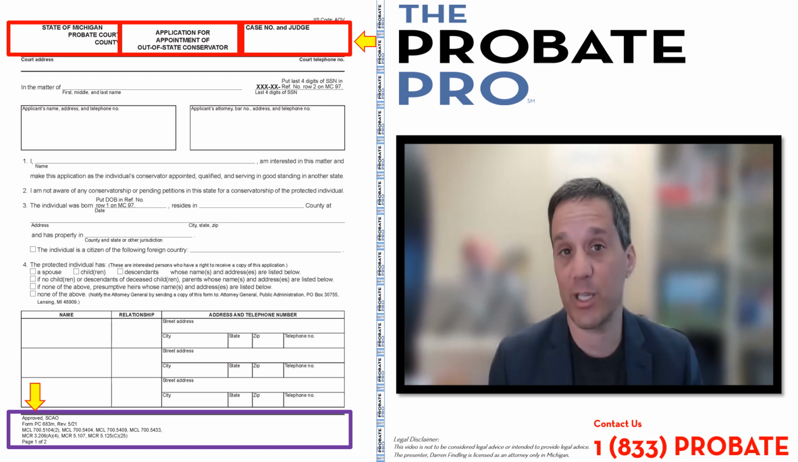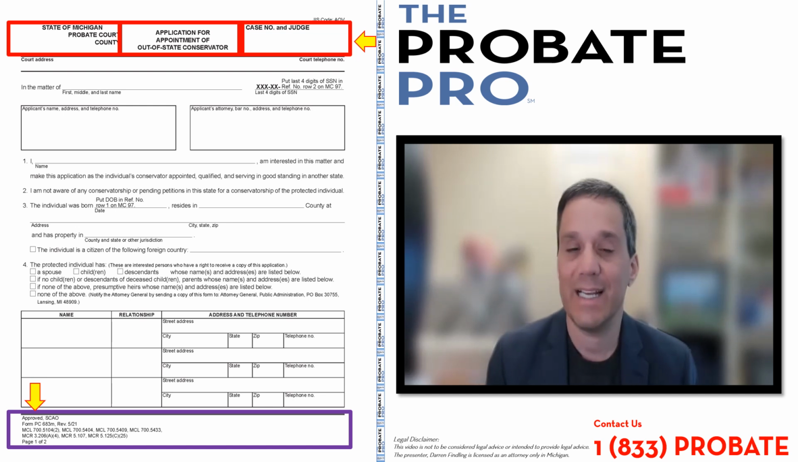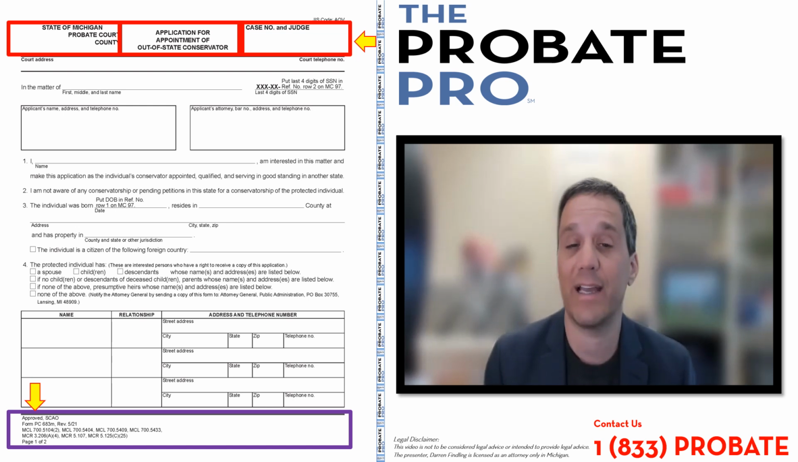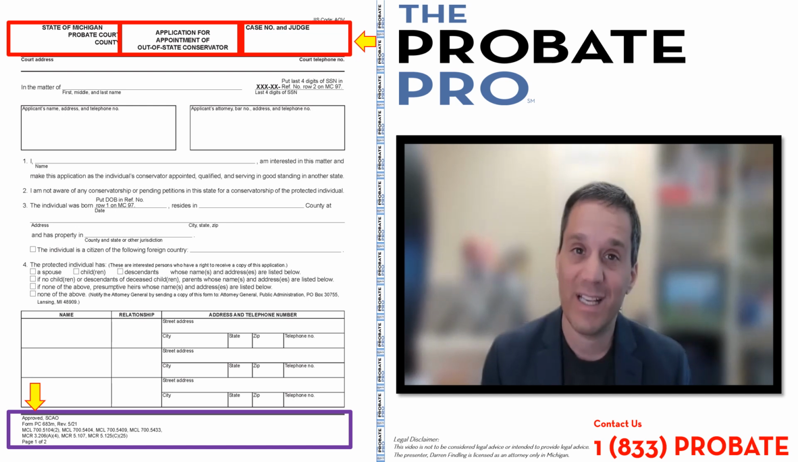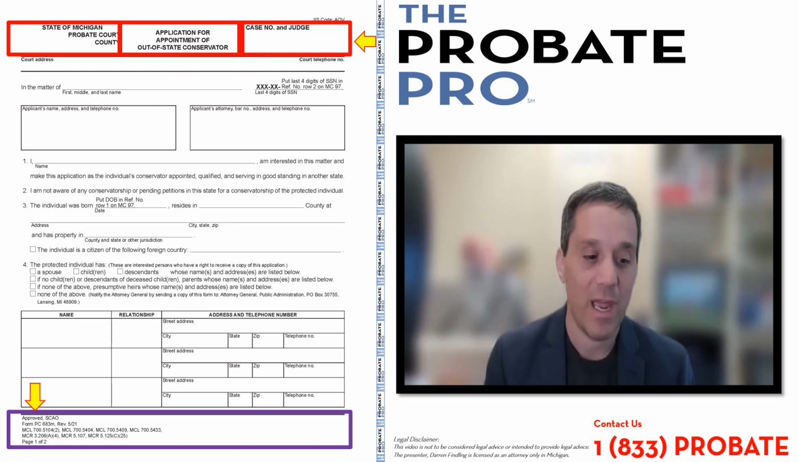Hi, I'm Darren Findling of the Probate Pro, and we're going to cover SCAO form PC 683M. You notice at the bottom left-hand corner with the little yellow arrow, it identifies the particular form. SCAO for State Court Administrative Office, PC for Probate Court, 683M. That's just the number for the court form. Now, the various statutes and court rules are also identified at the bottom left corner to allow you additional resources to help in the completion of the form.